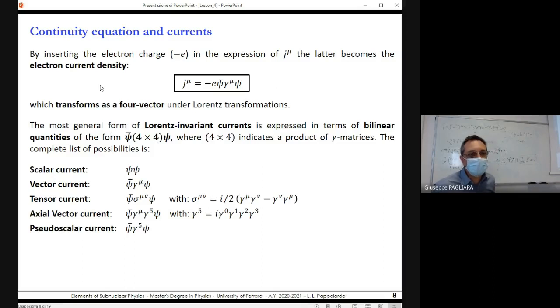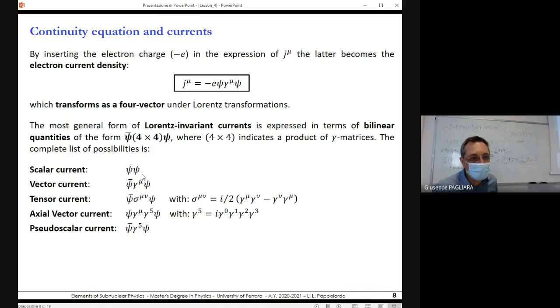So in general, the most general form of the Lorentz invariant currents is expressed in terms of bilinear quantities in this form here, psi bar, then some combination of 4x4 matrices and psi, okay, which is indeed the case of our vector current that we just derived. So here in general, 4x4 means any possible products of the gamma or combinations of the gamma matrices, okay? And the list of possible Lorentz invariant currents is not infinite, okay? There are only 5 possibilities that you find here.